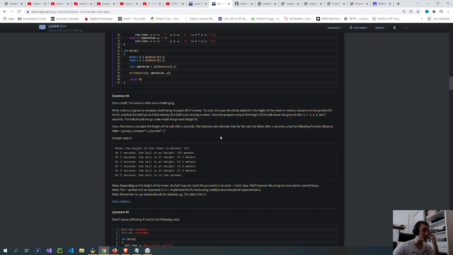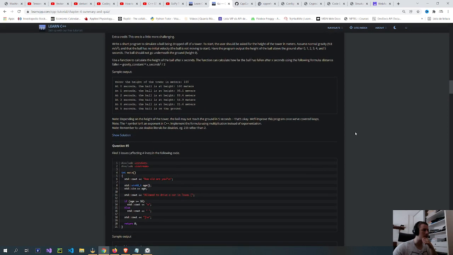But here I don't know if that would be necessary, or it has to be if you're gonna solve physical problems, right? Because each constant has to be related to the magnitude of the constant for obvious reasons. But I'm not sure to specify that. Depending on the height of the tower, the ball may not reach the ground in 5 seconds. That's okay. Improve this program once we've covered loops.